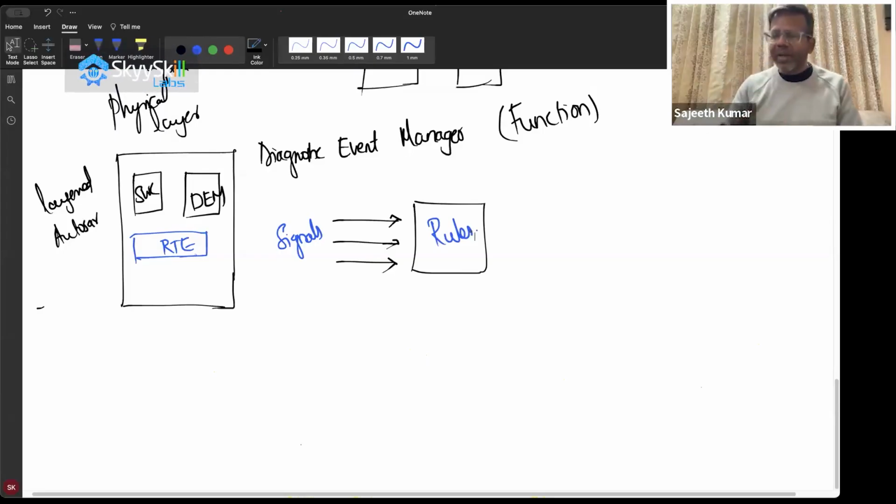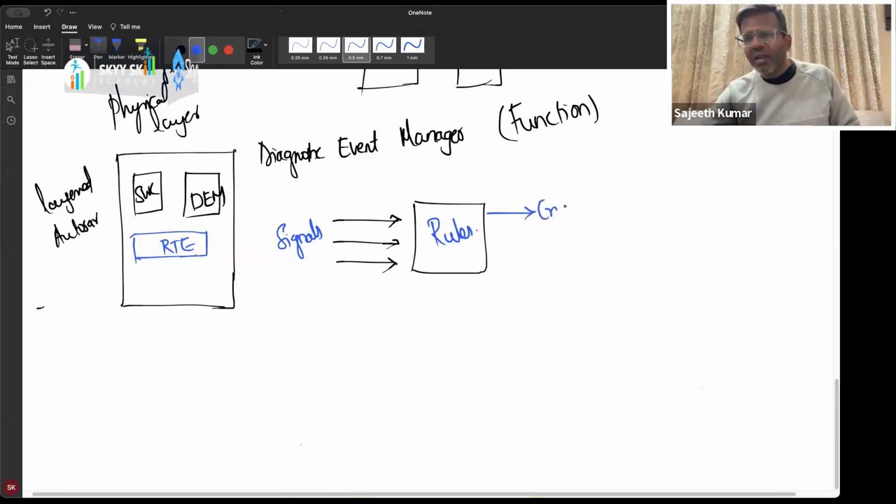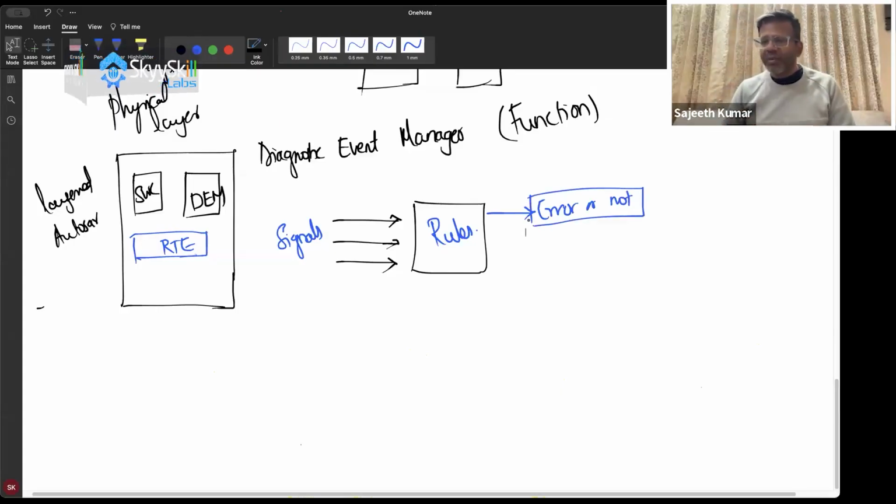I'll show you practical examples of this, right? I'll show you a very simple example of how this can be built. But what I want you to understand is signals come into the system. There are rules, and based on the rules, this will be able to say whether there is an error or not. Extremely simple, right? So I'm just going to unshare this.